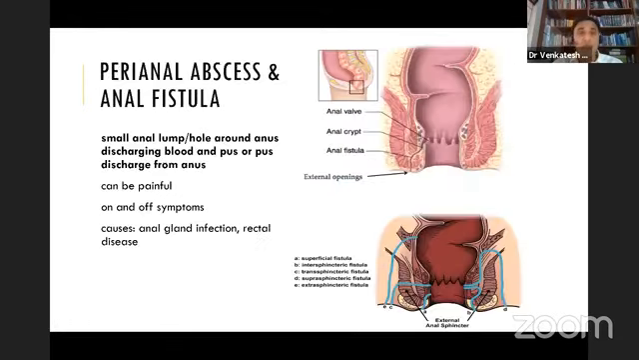Okay. Now, as I said, how do you feel? We're talking about anal fistula now. They end up with a small anal lump around the anus, and there's a small hole which is discharging blood or pus, or a bead of pus as you press it.